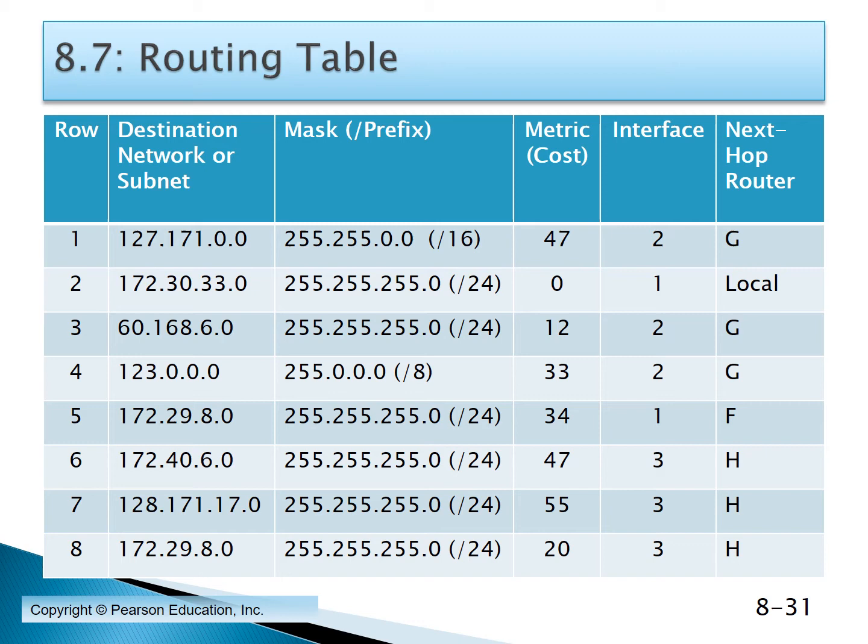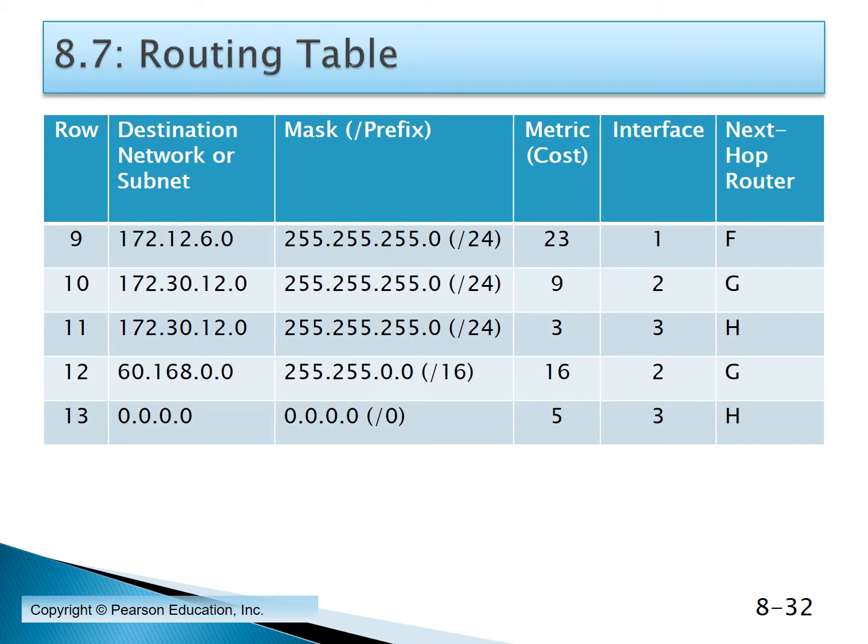You can also have another rule saying if the destination is 172.30.33.0, then this one is local. Then I just send it out to interface 1, and this is a local host, or it could be a local router. And this is the third destination network or subnet here. Again you have the range, and then you have the cost, interface, and also the next hop router, and so on. So you can list out all your rules here in your routing table.